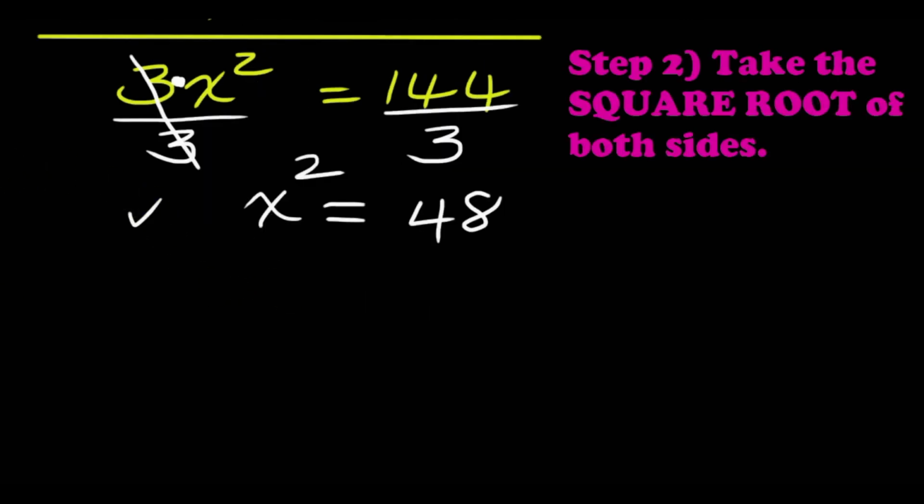Let's take a look at the next one. Take the square root of both sides. So we're going to take the square root of x squared to get rid of the square. See the square up here?